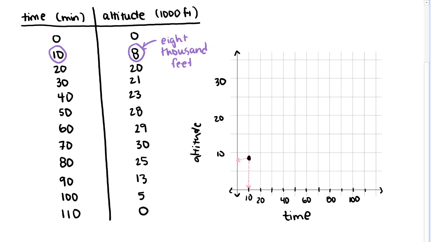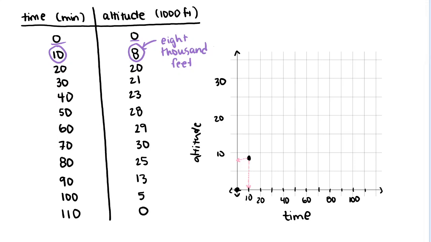And so let's do this for all of our points. Here, this first point is 0 for time and 0 for altitude. Well, 0 for time would be here, and 0 for altitude would be here. So that's the location of this point.